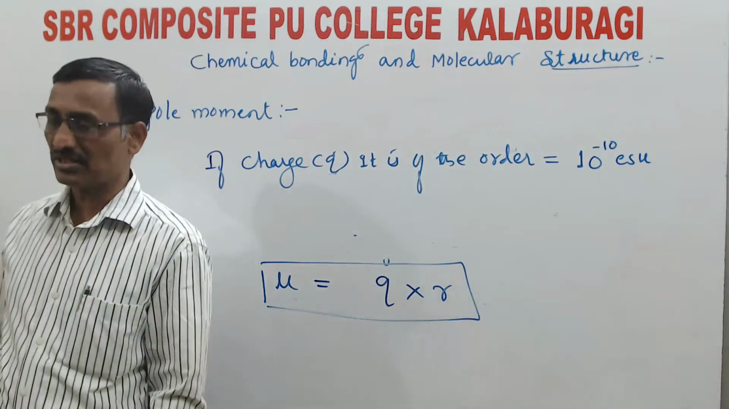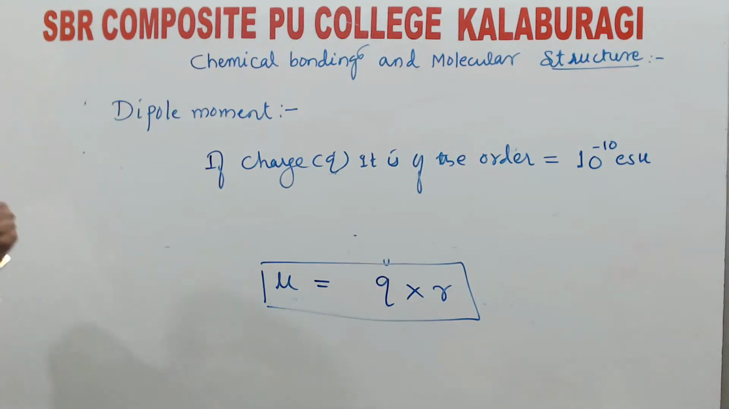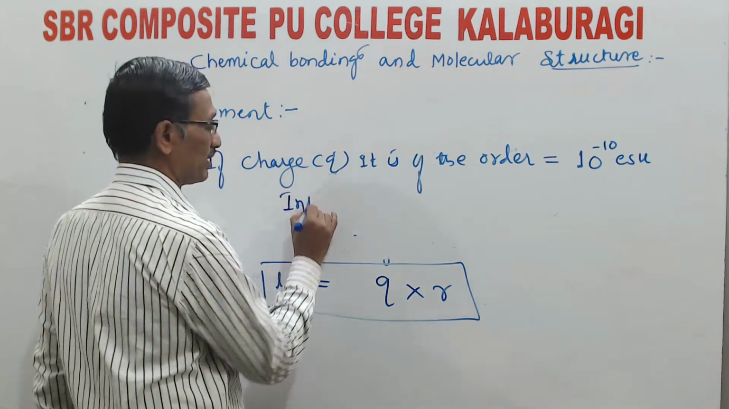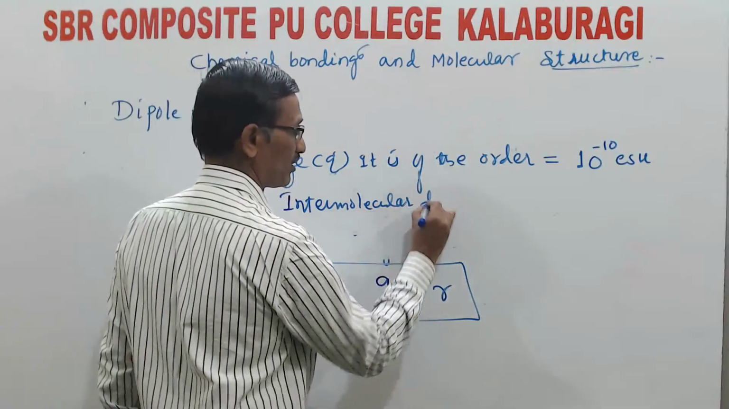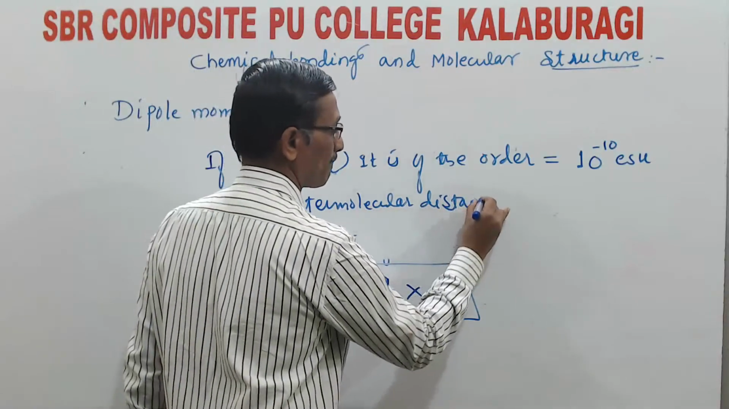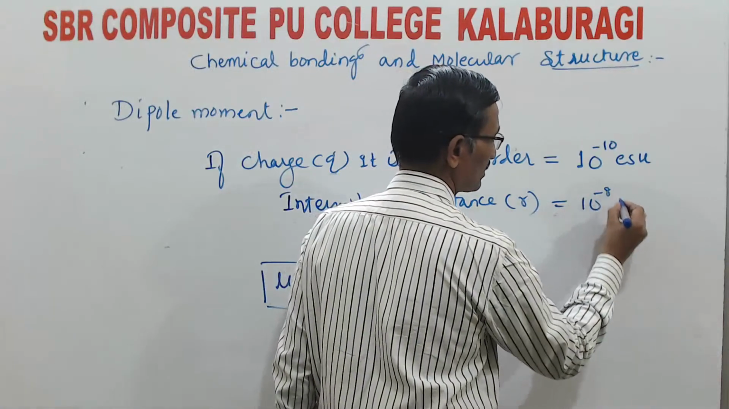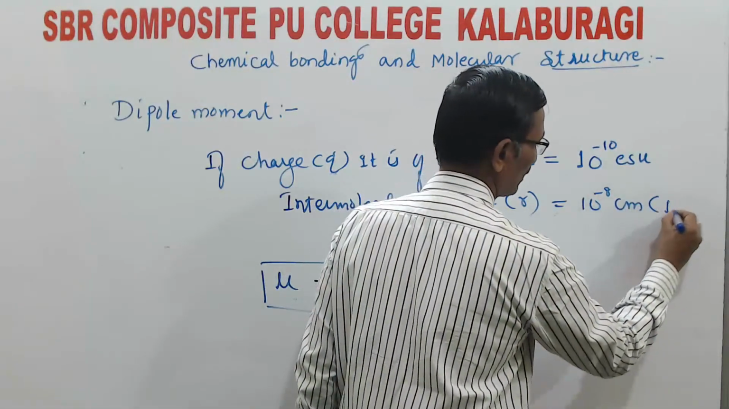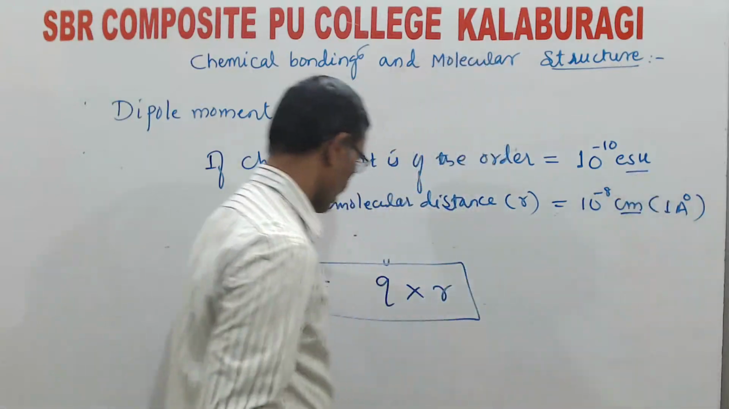So what am I taking in this case now? The charge is of the order of 10 to the power of minus 10 electrostatic unit. And regarding the intermolecular distance, it is nothing but R. It is 10 to the power of minus 8 centimeter, or we can take it in terms of centimeter.